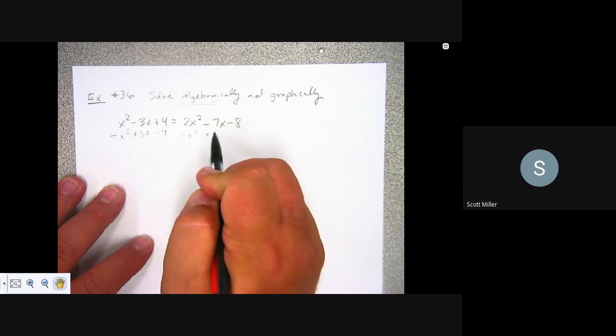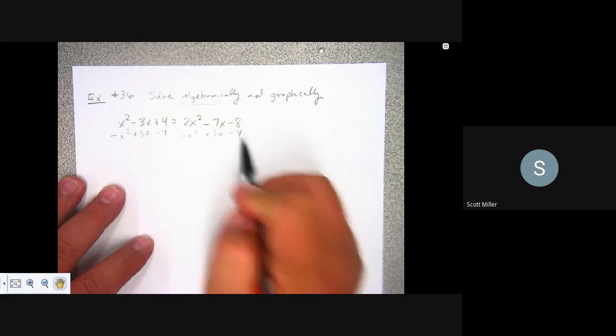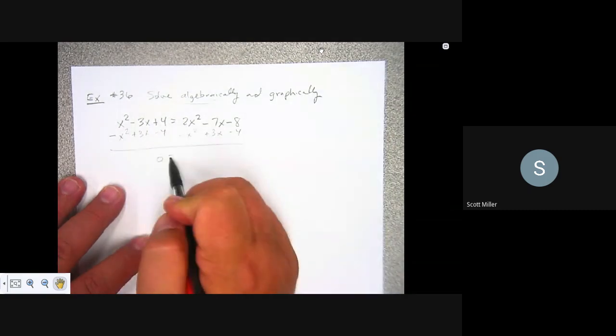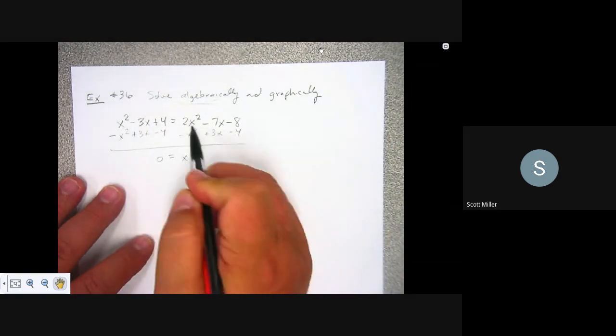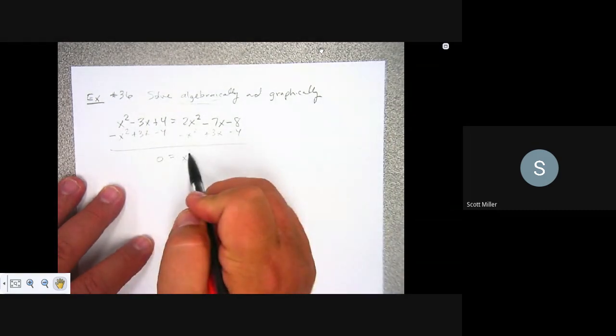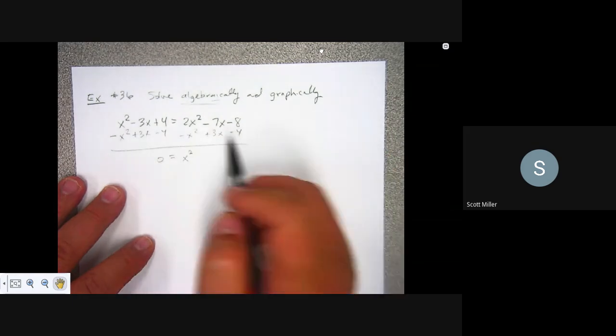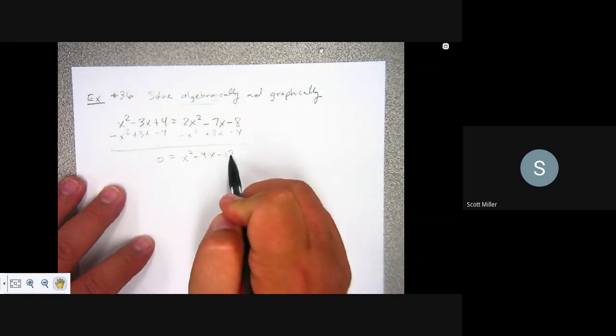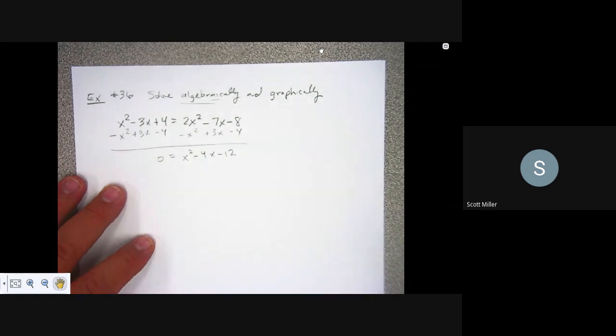So we have a plus 3x here, and then we have a minus 4 here. So what I get done, this side is 0. That is x squared, because 2 minus 1 is 1. Negative 7 and 3, minus 4, minus 12. So I have this quadratic right here.